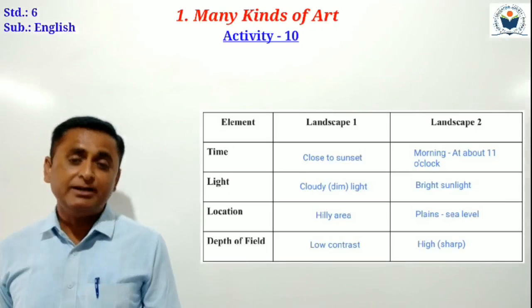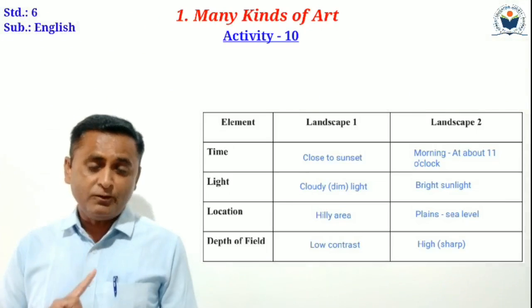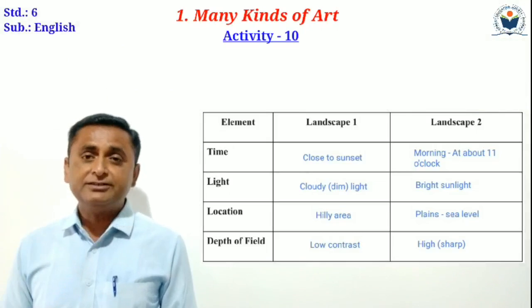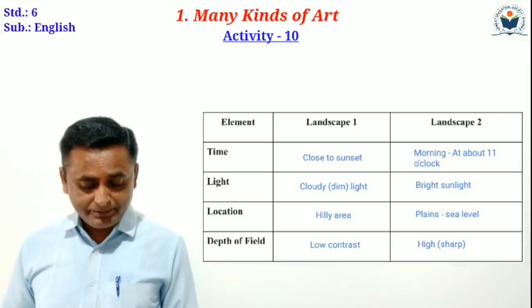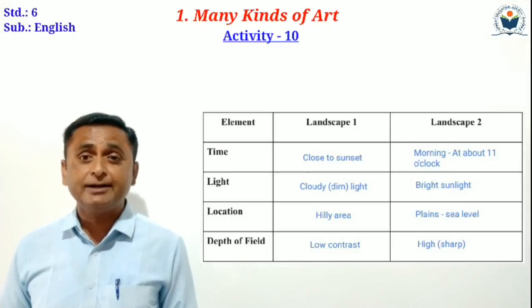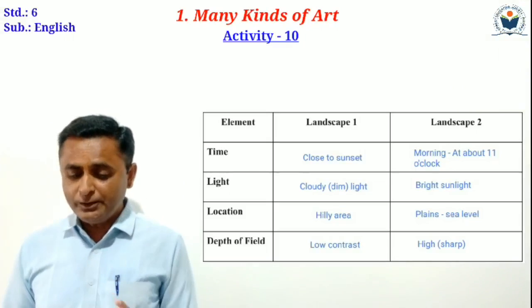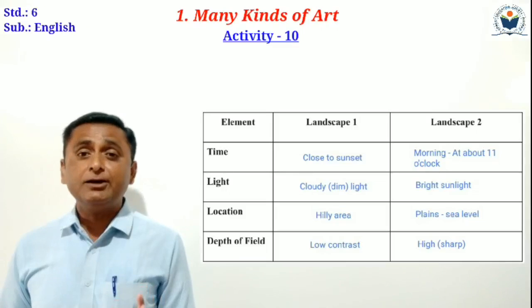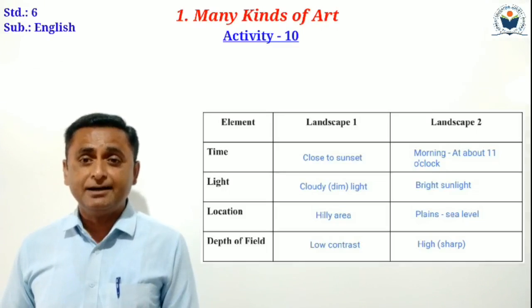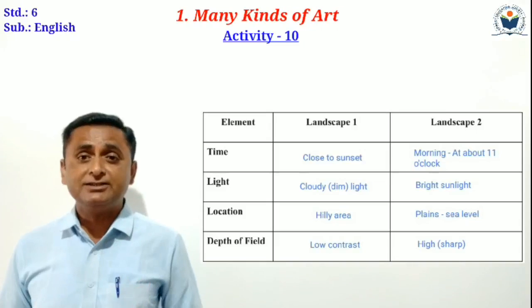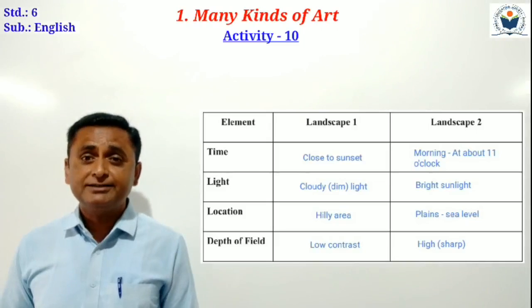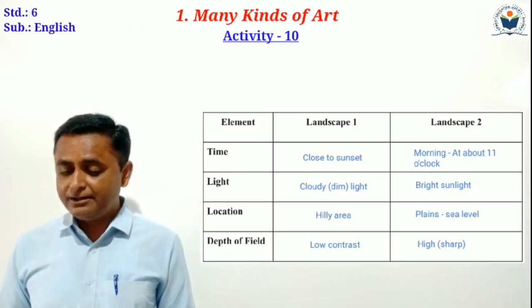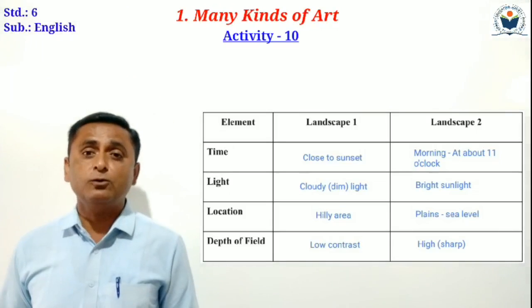First one, time element, just we have to discuss. In landscape 1, close to sunset time. It is close to sunset time. Means शाम के टाइम पे लिया गया पिक्चर है. लैंडस्केप 1 है वो, और लैंडस्केप 2 है वो मॉर्निंग एट अबाउट 11 o'clock. लगभग करीबी 11 o'clock के आसपास लिया गया पिक्चर है. So first time difference is given here. Landscape 1 is taken close to sunset, and landscape 2 is taken in the morning at about 11 o'clock.